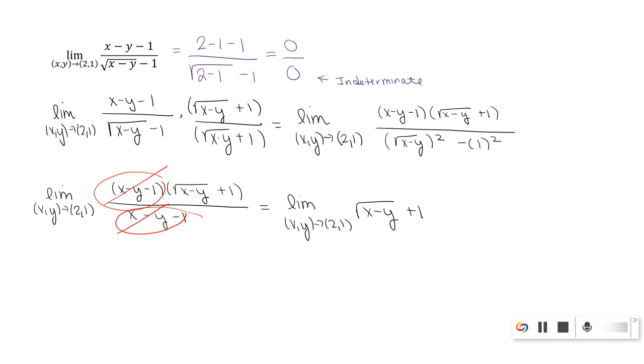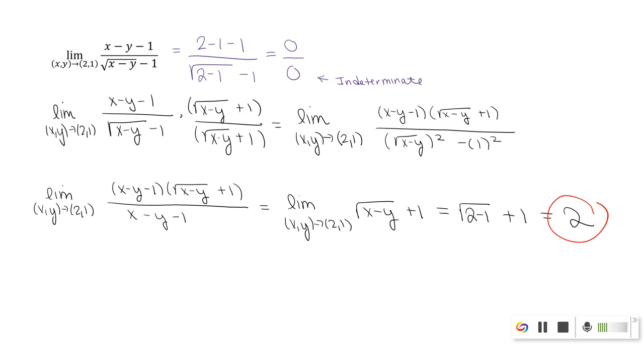And then finally, let's plug those numbers in and see what we get. I get the square root of 2 minus 1, that's root 1, or 1, plus 1 is 2, and so my final answer here would be 2.